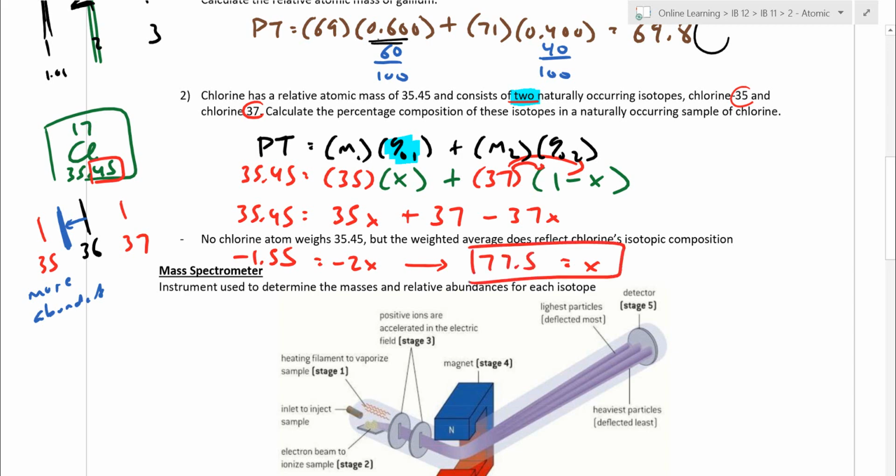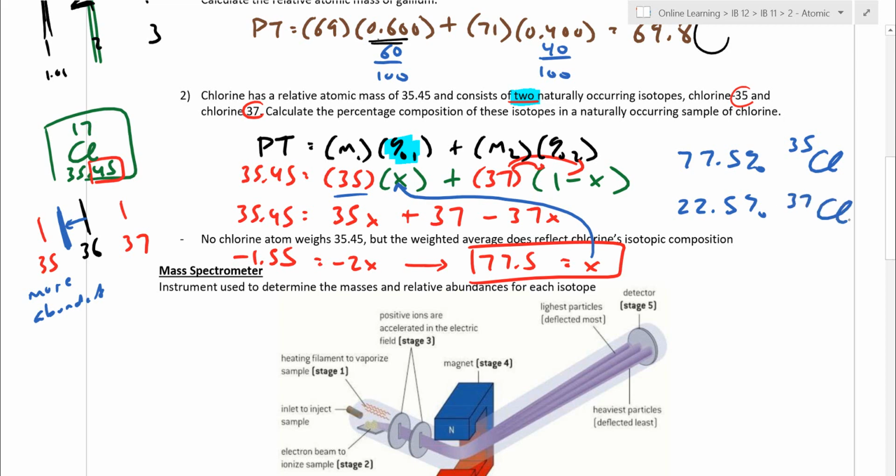This is always a really nice hint. It may be a lot of work for you to isolate and solve for X. Do yourself a favor and back check. What was the question asking? What does X actually mean? Well, X is representing the percentage of the 35 isotope. So this 77.5 is actually written as 0.775 out of the calculator. This says 77.5% is the chlorine 35 form. The remainder, if I did 100 minus that, would be 22.5%.